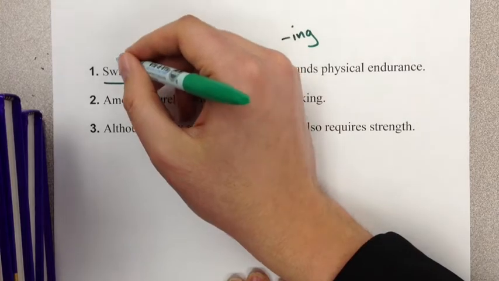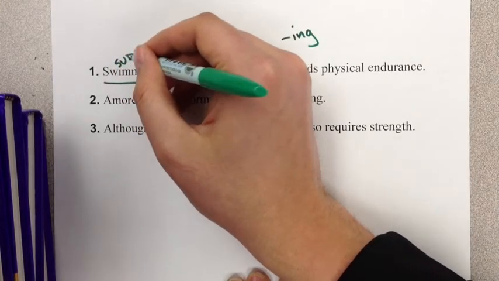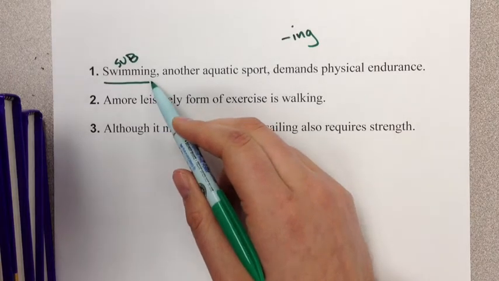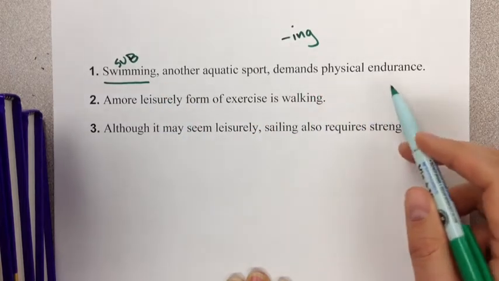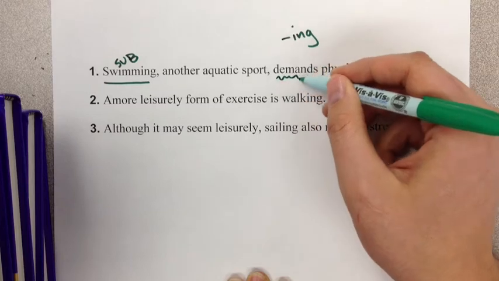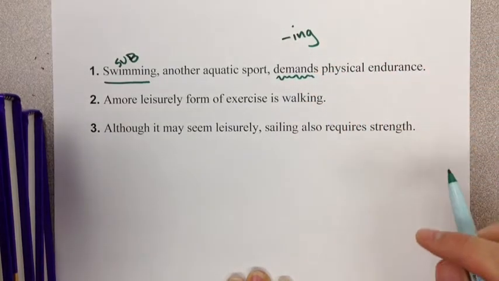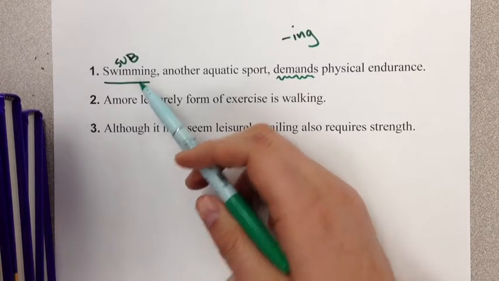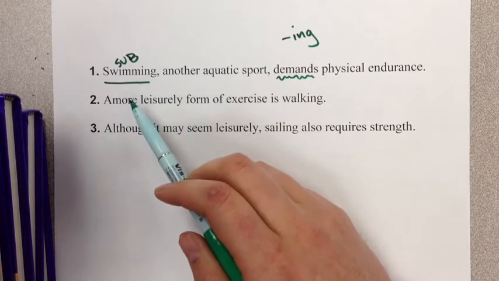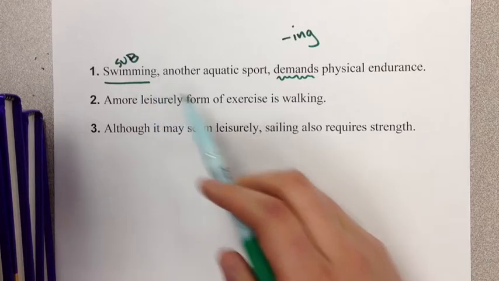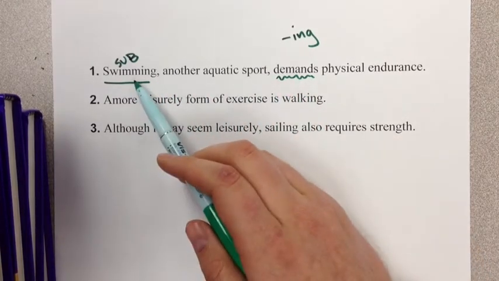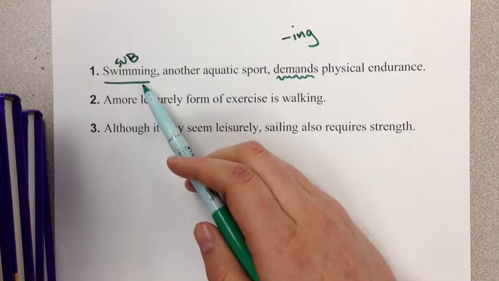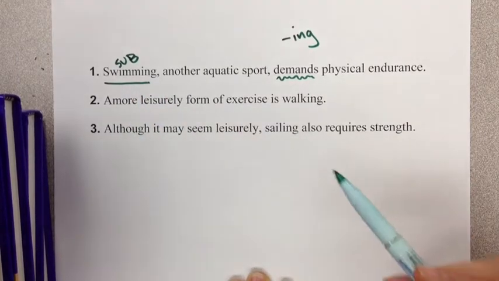This is a subject, because it is the activity that demands physical endurance. It is the thing that demands physical endurance. And it's right where a subject should be, right at the front of the sentence, which is the traditional place for it. So because this is the subject of this verb, swimming must be a noun, and it's a verb ending in ing used as a noun, so it's a gerund.